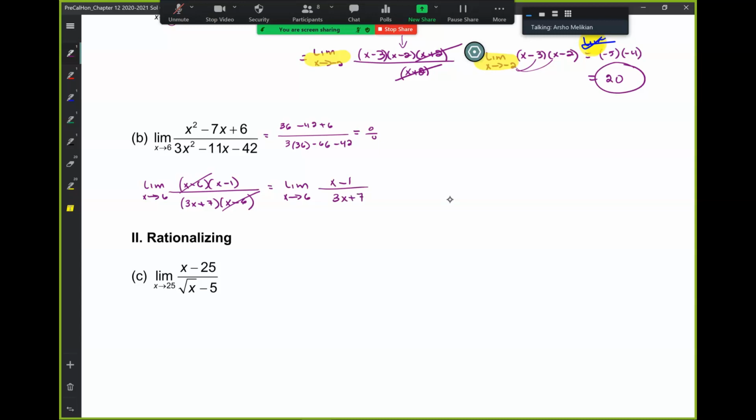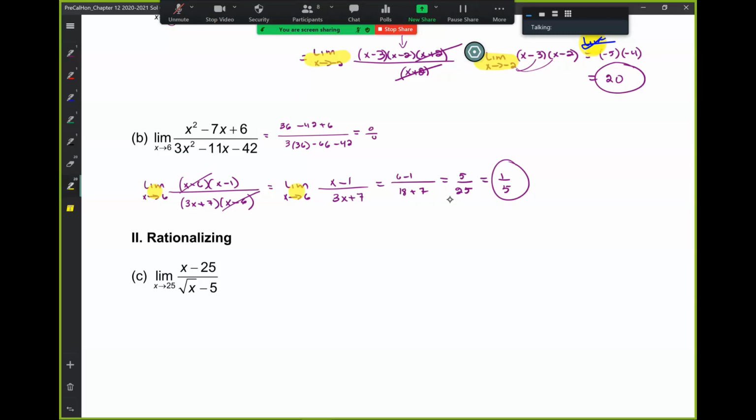Do write that final step, so that with all the crossing out, you don't lose sight of numbers and negatives. Now I can plug it in, and I get 6 minus 1 over 18 plus 7. Of course, you can skip that step and just go to 5 over 25, 1/5. Again, limit, limit, no limit, no limit.